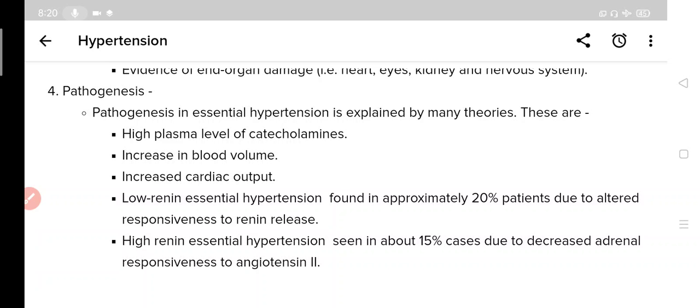So this completes today's lecture, and we have looked at the mechanism of primary hypertension. In the next lecture we will look at the mechanism of secondary hypertension.